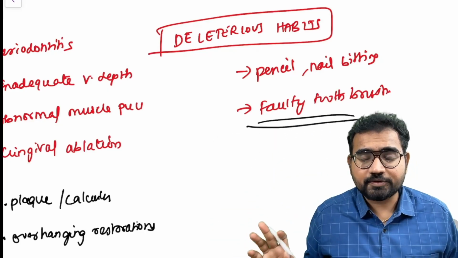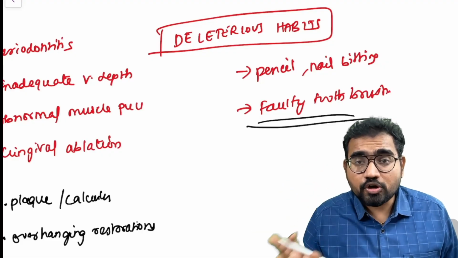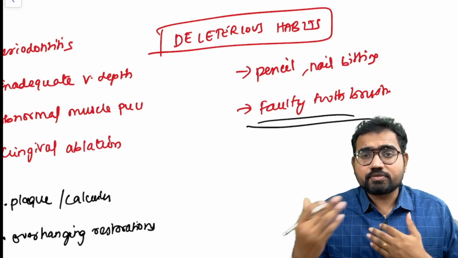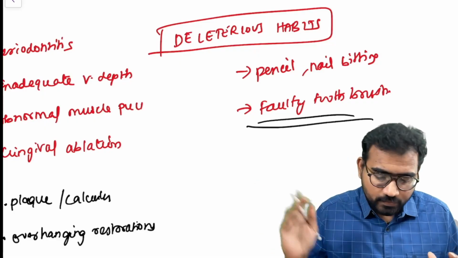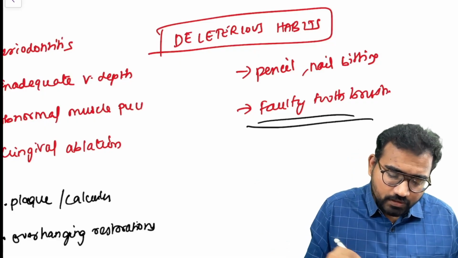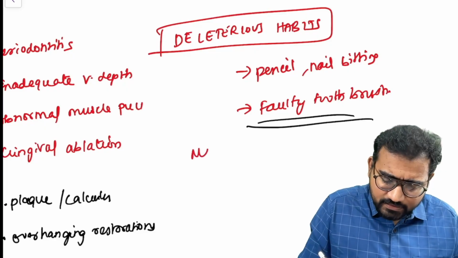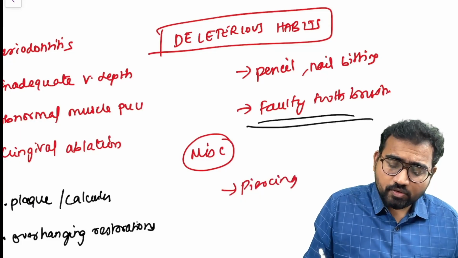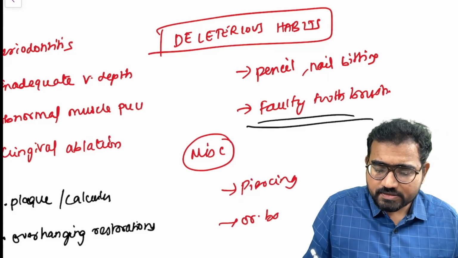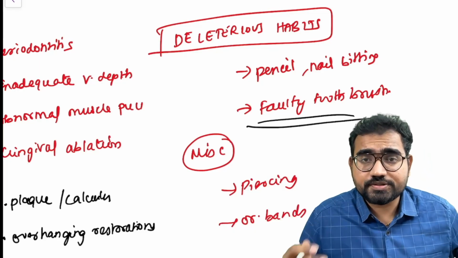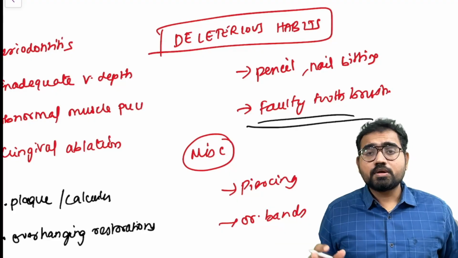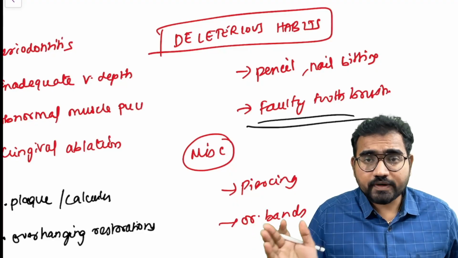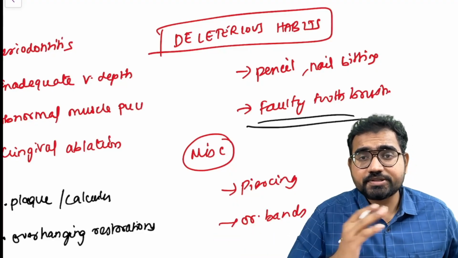There will be creeping attachment. What is creeping attachment? The post-operative coronal migration of gingiva after treatment. That is why I am calling it post-operative. And also some miscellaneous factors like piercings, extraoral or intraoral, or orthodontic bands, which might also cause recession. So we have talked about age, anatomical and developmental factors, pathological factors, local factors, deleterious habits, and miscellaneous.